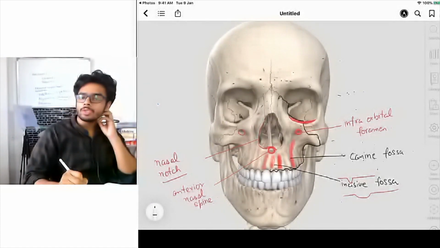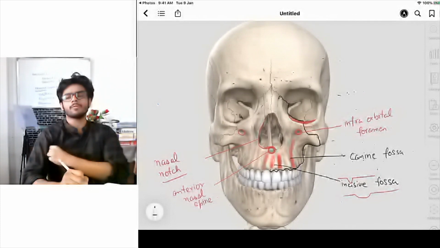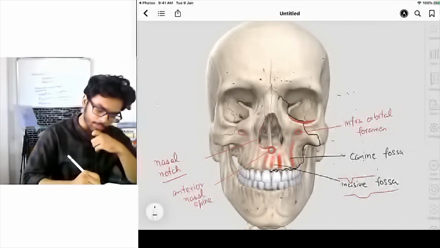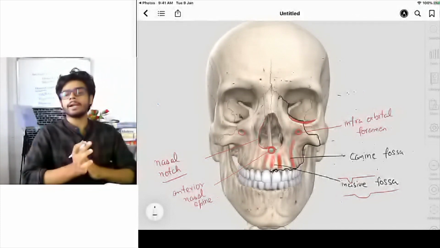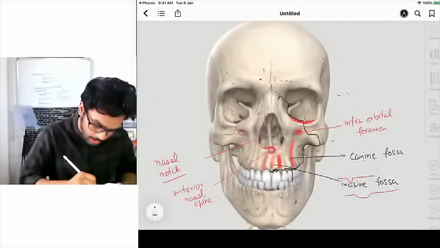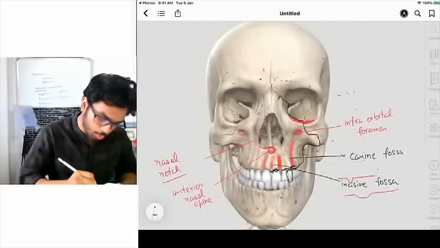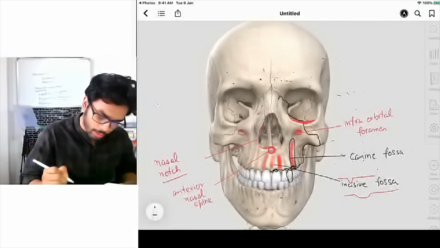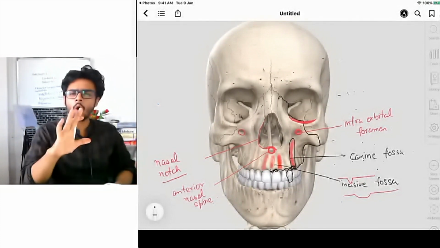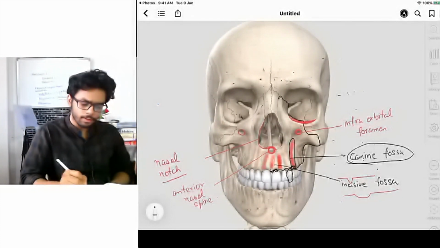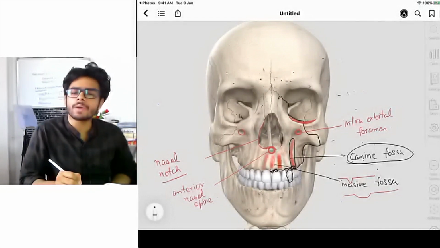So we have two fossae. That is the incisive fossa, which is present above the incisor teeth, and the canine fossa. See, this is canine, and this part lateral to the canine is known as canine fossa. This slight hollow depression is known as canine fossa. So these were the structures present in the maxilla.